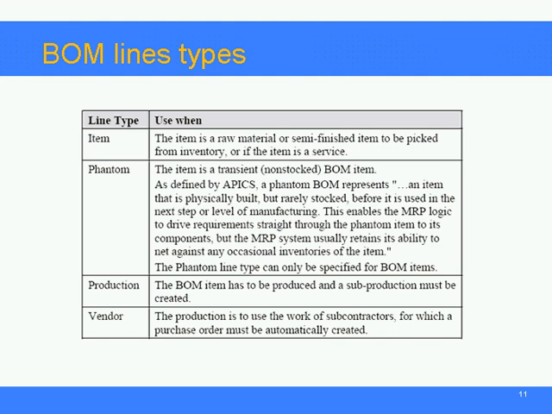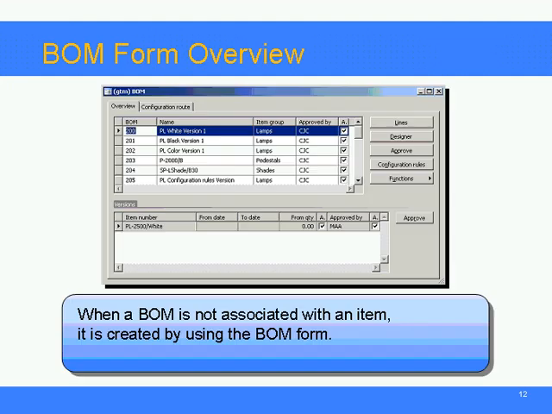Use production when the BOM item has to be produced and a production step must be created. Use when done. Then the production is to use the BOM of a subcontractor, for which a purchase order must be automatically created. So here you see the BOM form. In this form we create a new BOM. A BOM is not associated with an item.